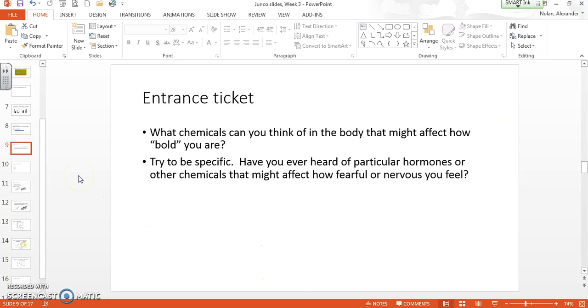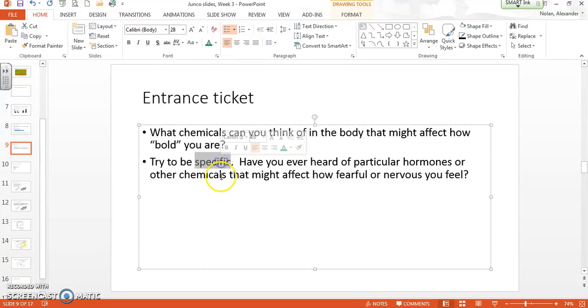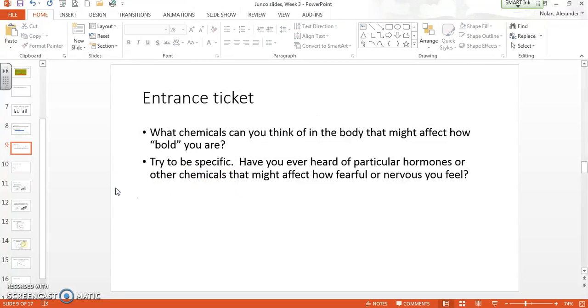Well, in order to move us in that direction, I want you to think for a minute, what chemicals can you think of in the body that might affect how bold you are? Or the inverse, how anxious you are. Are there some chemicals in your body that might affect how anxious you are? I want you to try to be specific, and think of specific names of chemicals or maybe hormones that you've heard of that might affect how fearful or nervous you feel. If you'd like to do this exercise, pause the video again for just a moment and think, what are some particular chemicals that might make you feel fearful or nervous or affect your boldness?